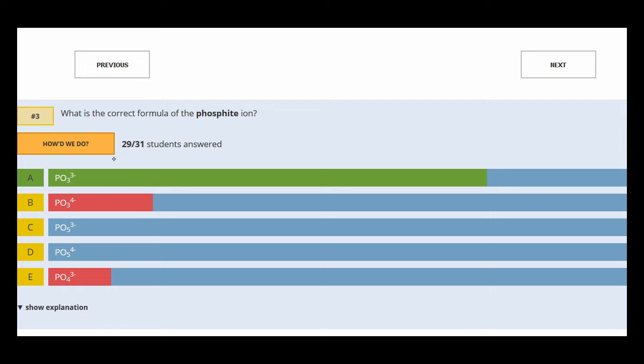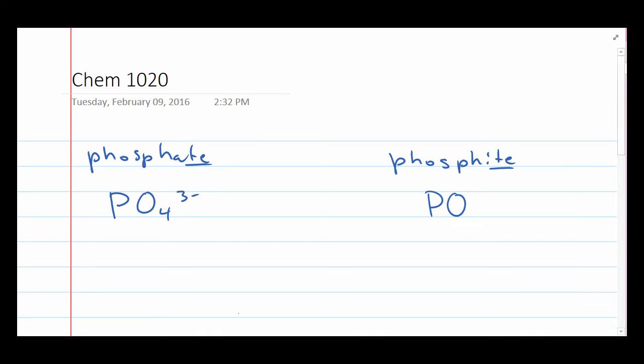That one comes from the fact that if you've memorized the phosphate ion as being PO4 with a 3 negative charge, the one with the ITE suffix has one less oxygen, so it's going to be PO3. The charge, however, will stay negative. Not only will it stay negative, but it will stay the same. So any questions on these?